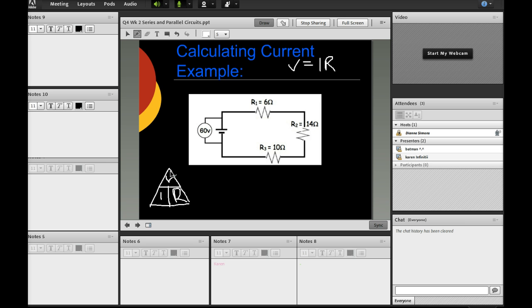60. Okay. What is our total resistance? 30. So it's 60 divided by 30. So what's my current here? There we go. 60 divided by 30. 2 amps. Okay, current is measured in amps.